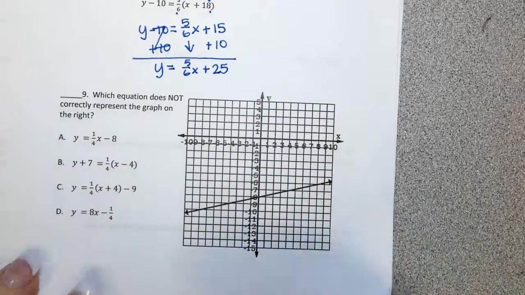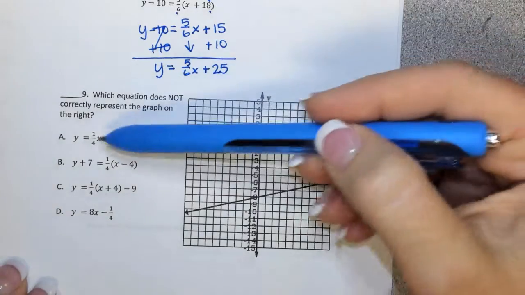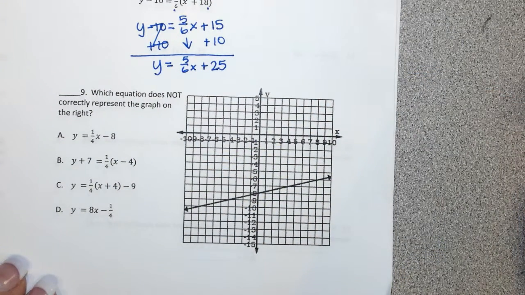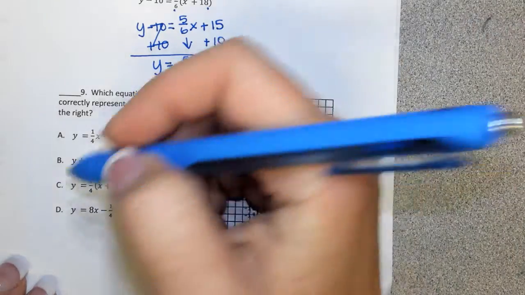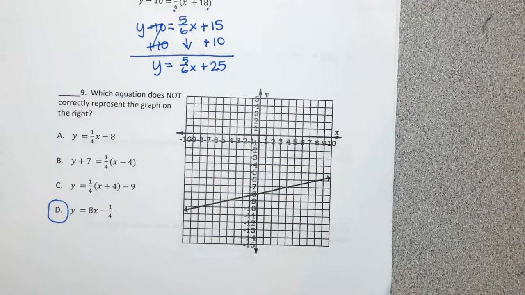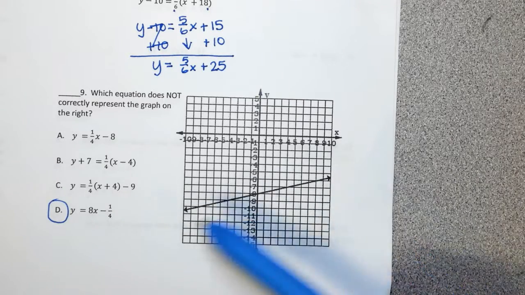Okay, 9 says, which equation does not correctly represent the graph on the right? Okay, so I'm just looking for one, right, that does not represent this graph. So when I look at all these, all of them have the same slope except for which option? D does not have the same slope. So automatically that tells me it has to be D. Because all the rest of them have the same slope, right? And we're looking for the one that is not the correct equation for this line.